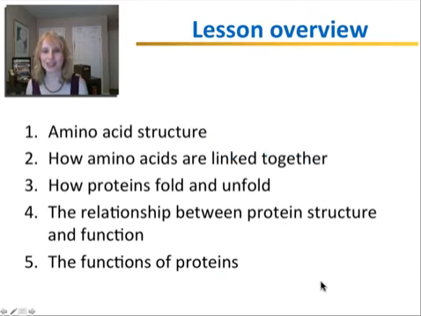So now let's summarize what you learned today. First, you learned about the structure of amino acids, then how amino acids are linked together through peptide bonds. Then I told you about how proteins fold and the 4 levels of protein structure. Then you learned about how they unfold through denaturation. And lastly, we talked about the relationship between protein structure and function and the different functions of proteins.